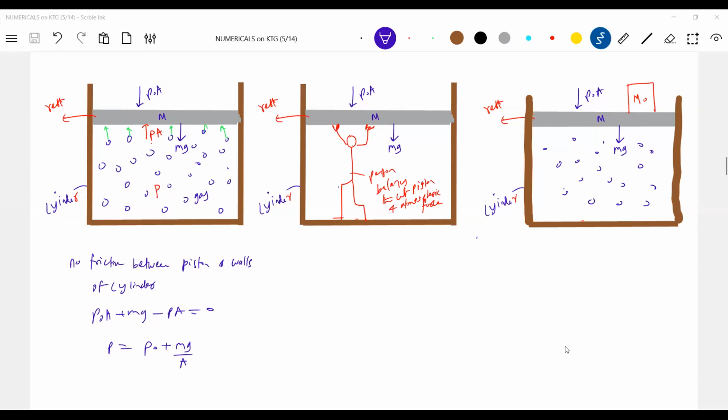Okay, let's continue. I'll place some additional mass. So then what will the pressure be? P dash E, please do notice. I'll write the additional mass as M naught, no problem. What is the equation you're going to write? P dash E minus P naught A minus mg minus M naught g equal to 0. The weight of this block will also act.